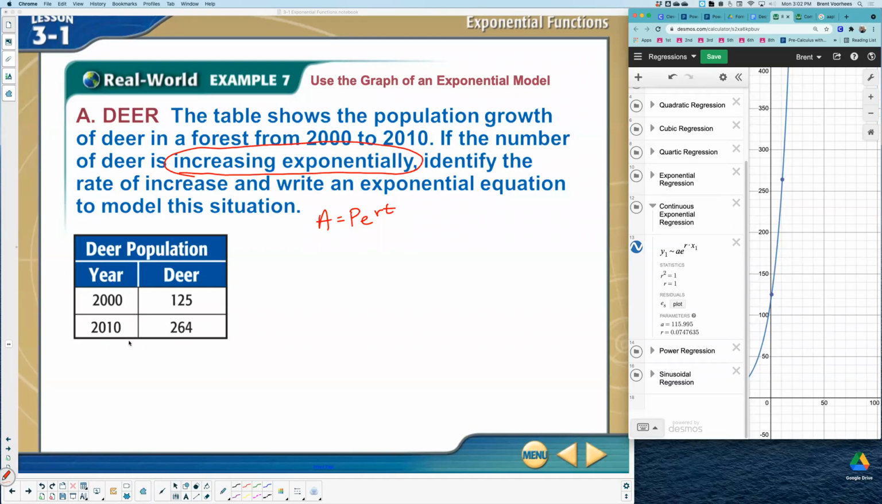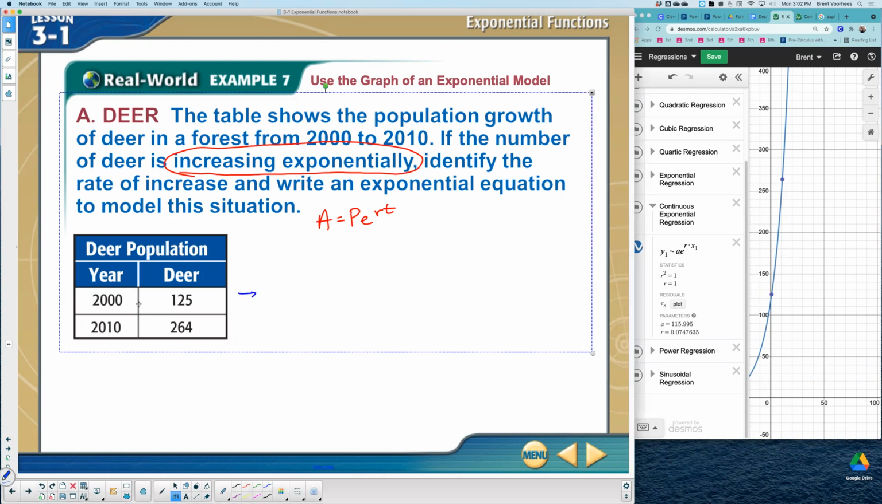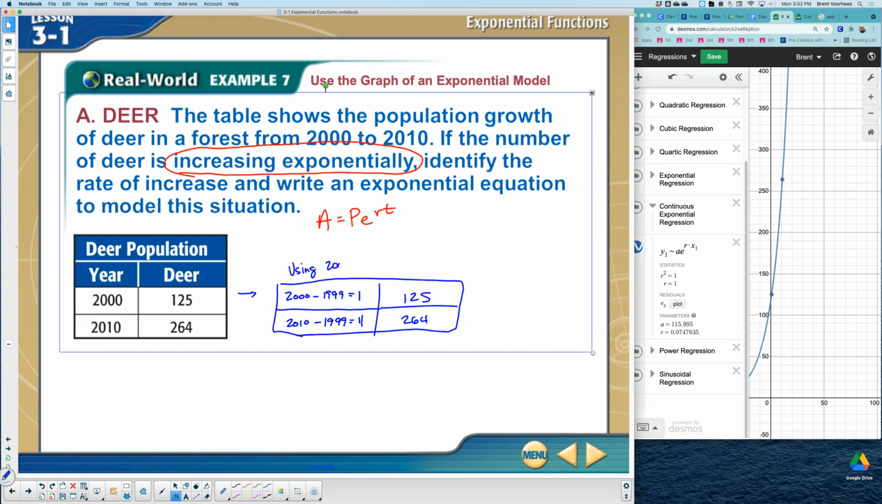So let me make this a little more clear over here. What I'm doing for my table is I'm changing the values to be year 1. And so I'm going 2000 minus 1999 to make that year 1 of 125. And then also do the same thing, 2010 minus 1999 to make that year 11. And that kind of made my table more accurate using 2000 as year 1.